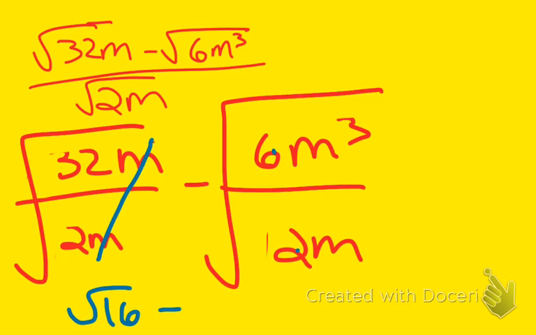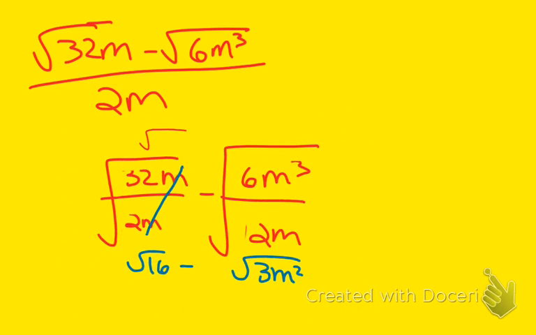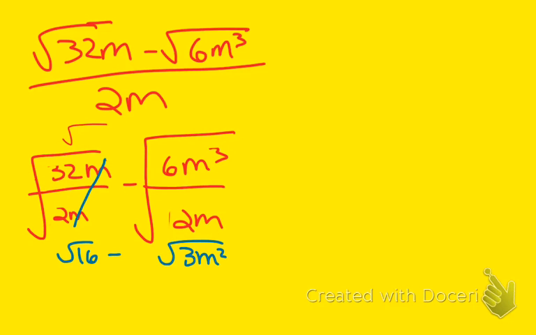Does 2 go into 6? Yes, 3 times. So I'll have the square root of 3m squared. Then let's reduce this because we have a lot. The square root of 16 is 4, so then you can do 4 minus the square root of 3m squared. I can do the 4 right there, but you can't reduce the 3. This m squared we could.